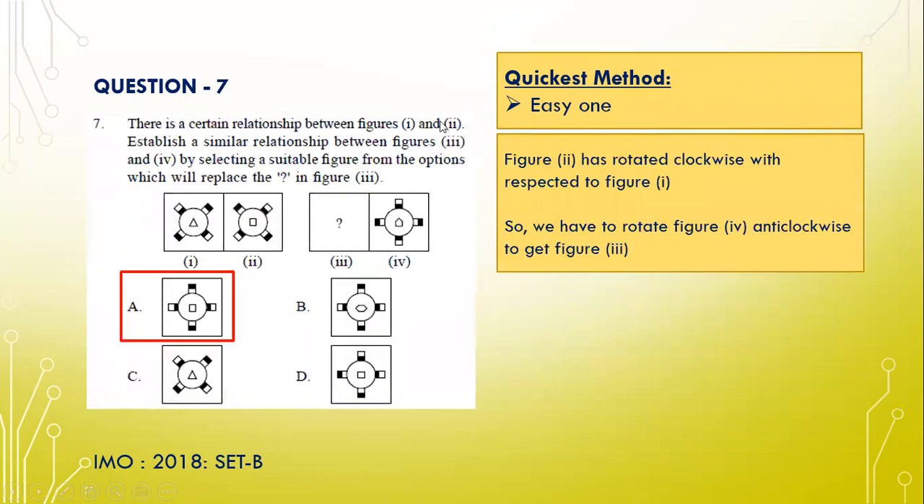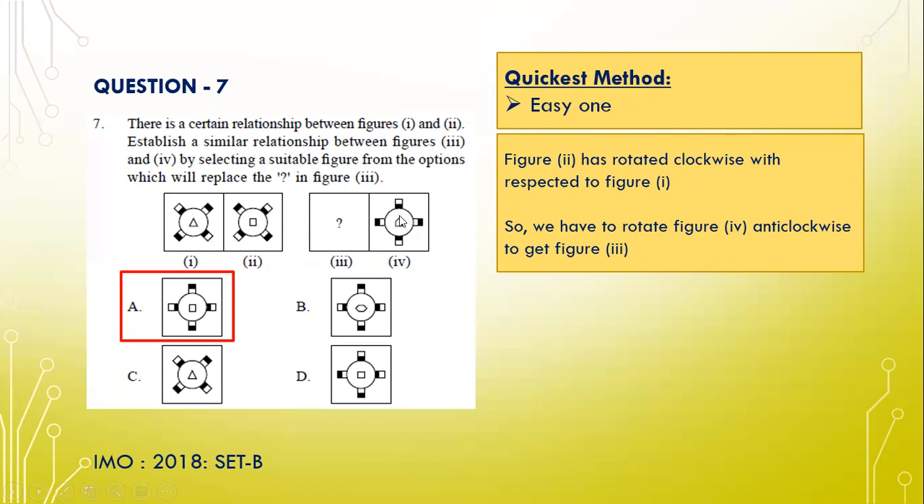There is a certain relationship between figures 1 and 2. Establish a similar relationship between figures 3 and 4 by selecting a suitable figure from the options which will replace the question mark. So again, note the figure has rotated, rotated clockwise. The shaded and the empty, and shaded, here empty and shaded has come here. The filled and empty has come here. The empty and shaded has come here. So figure has rotated clockwise.